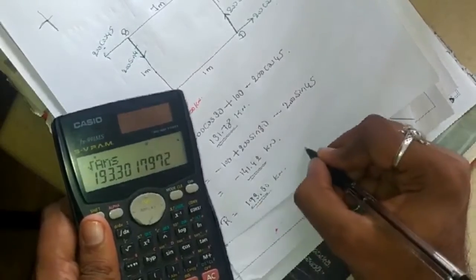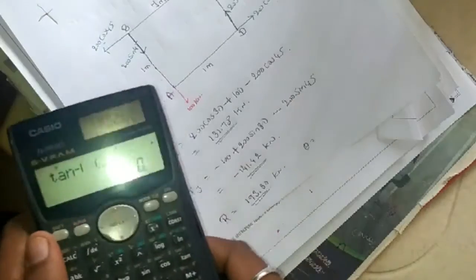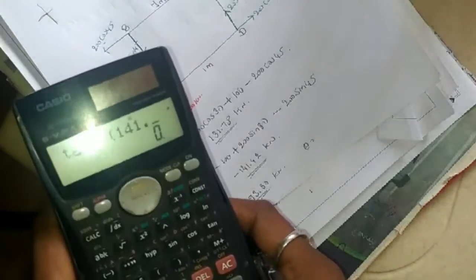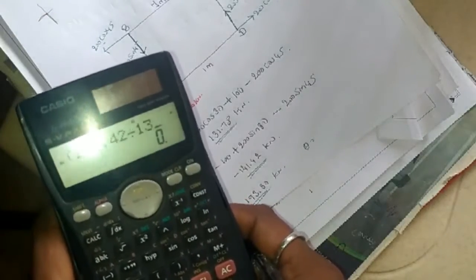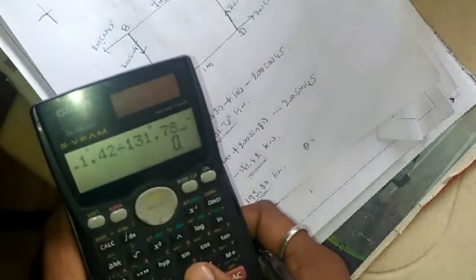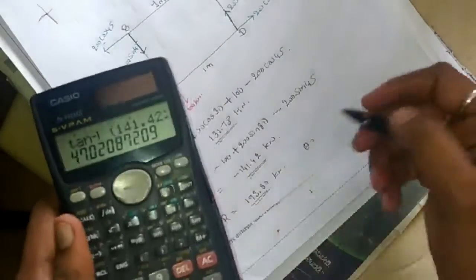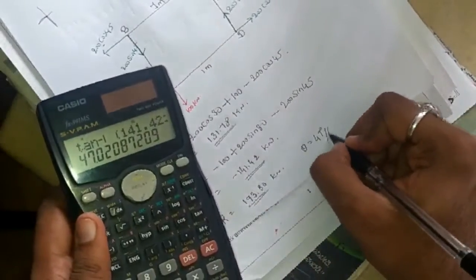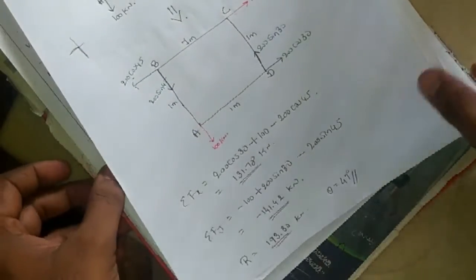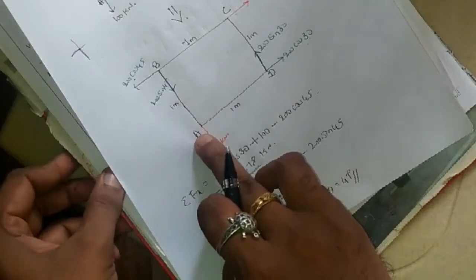And theta is equal to tan inverse of summation fy by summation fx. Shift tan inverse, consider only the magnitude: 141.42 divided by 131.78. It is 47 degree. So this is R, this is theta. Now we need to find the moment about point A.